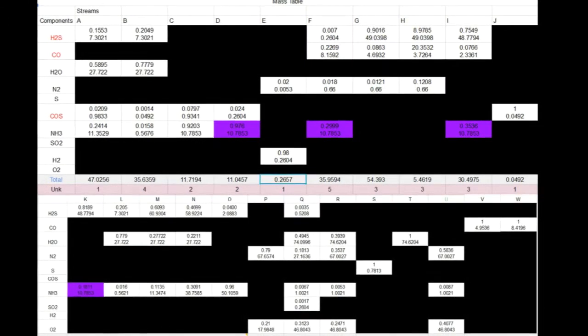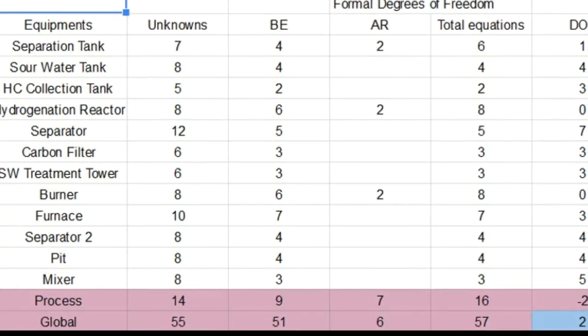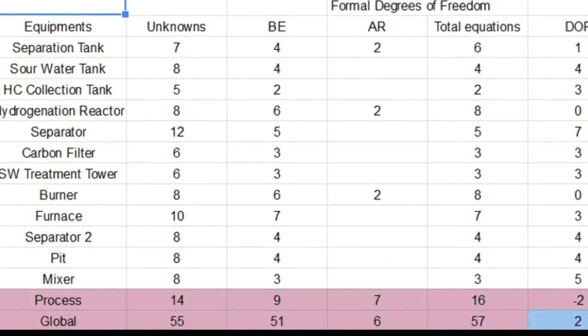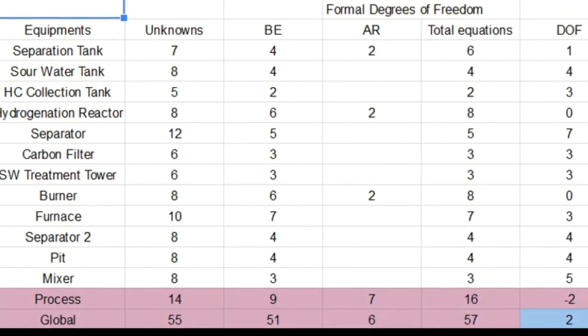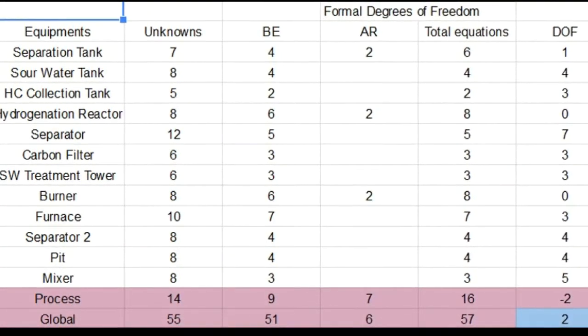The next thing to do was to analyze the global degrees of freedom. The global degrees of freedom yielded 2 degrees of freedom, which meant that 2 bases were required to complete the table, hence solve the material balance.